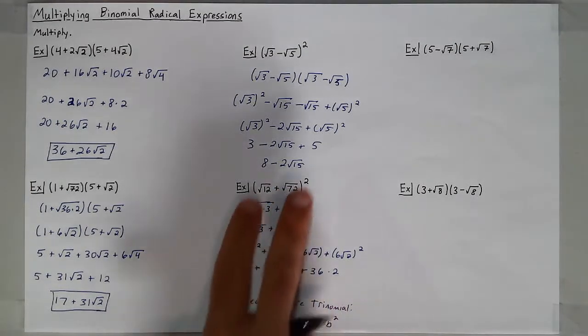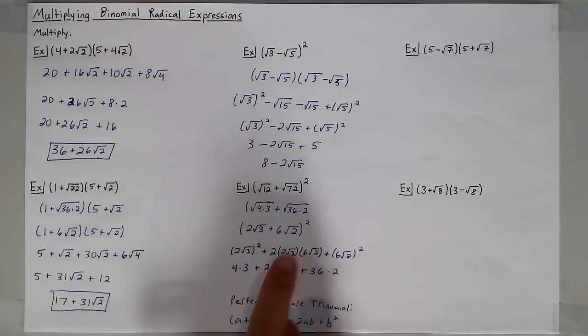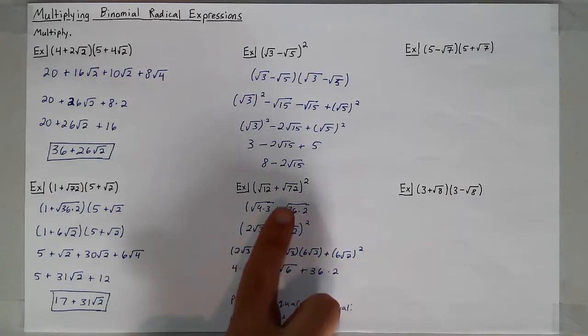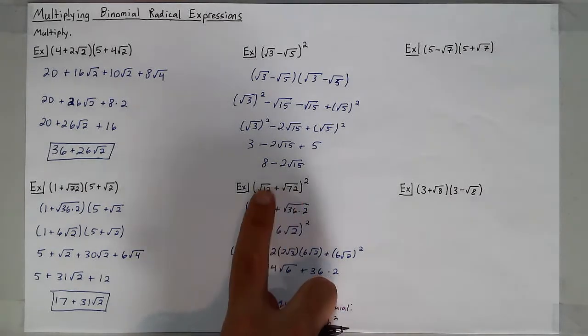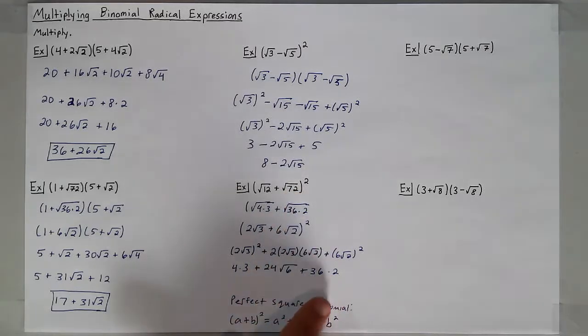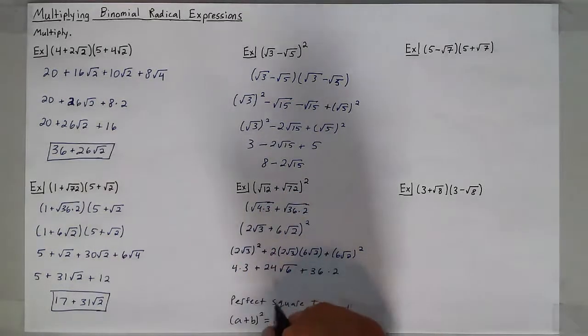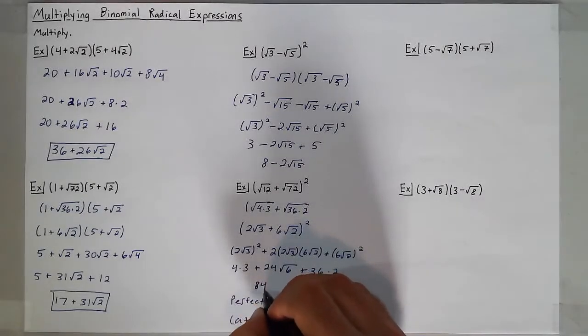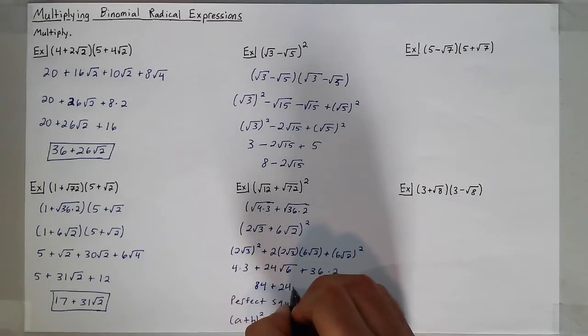So really that simplification I did at the start is to help out with this middle term, because you're usually just going to get square root of 12 squared, which is 12, and the square root of 72 squared, which is 72. So then 12 plus 72 should give me 84. So my answer will be 84 plus 24 square roots of 6.